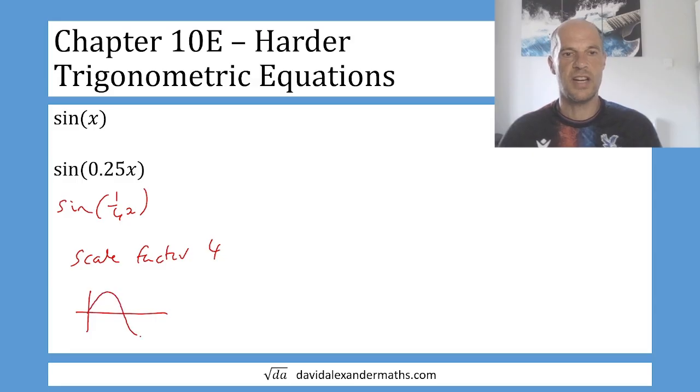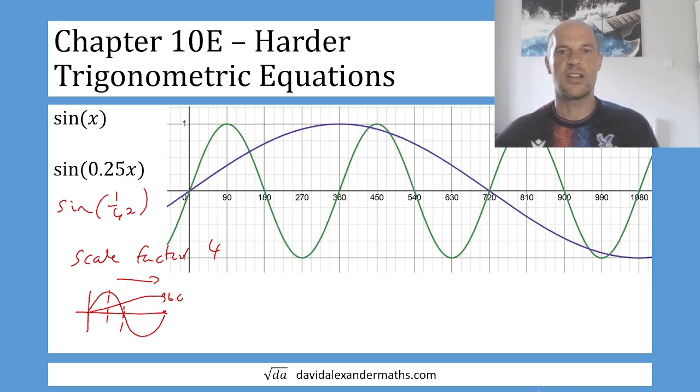Here is my sine of x between 0 and 360. So if I'm stretching it with a scale factor of 4 in this direction, that means I'm only going to get 1/4 of this full sine wave between 0 and 360 degrees. This is half of it, this is 1/4 of it. So between 0 and 360, I'm only going to get that initial peak. So let's just take a look.